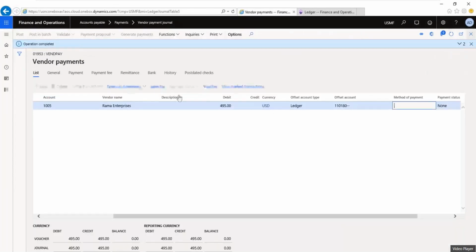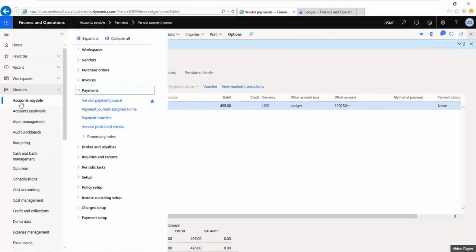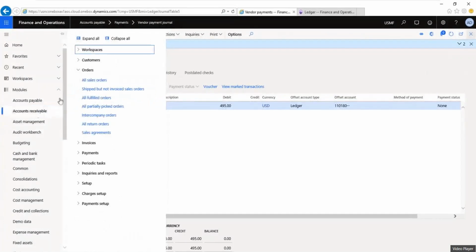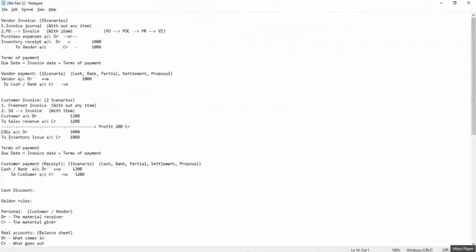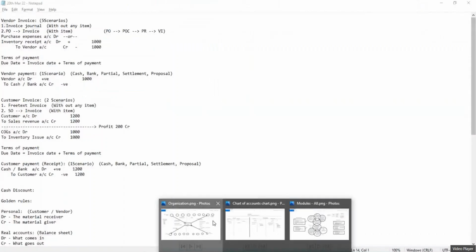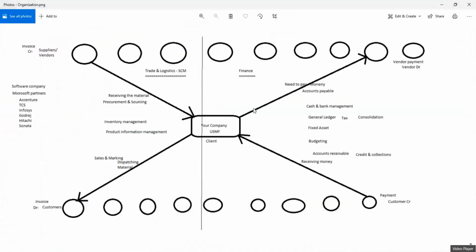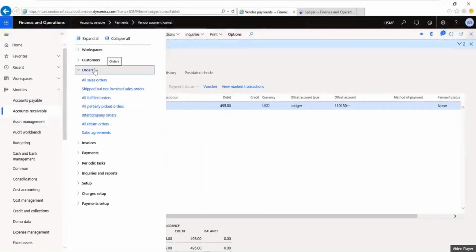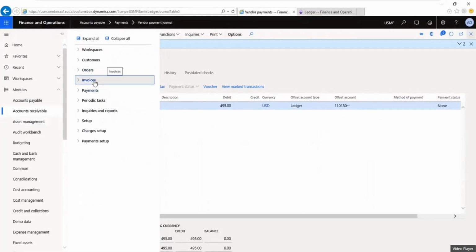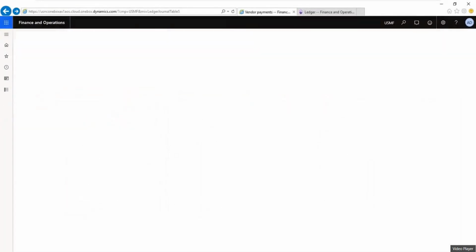In the same manner, let us understand accounts receivable. Our accounts payable will end here. So this we have learned: vendor invoice in 2 different ways and vendor payment. This is accounts payable. Now accounts receivable we are learning. One is free text invoice, one is sales order invoice. Here, accounts receivable, free text invoices, invoices without any item. If you are providing some service to the customer, it is a free text invoice.